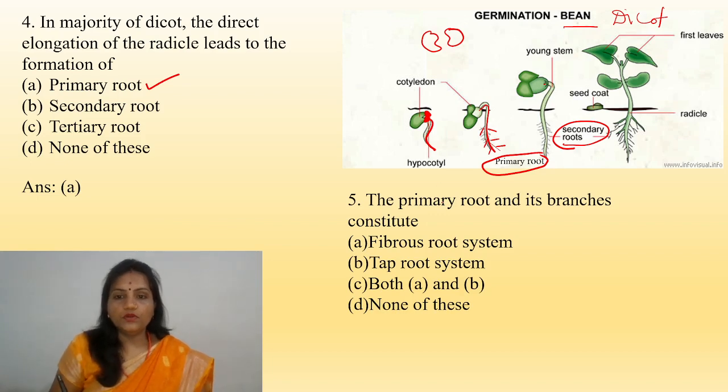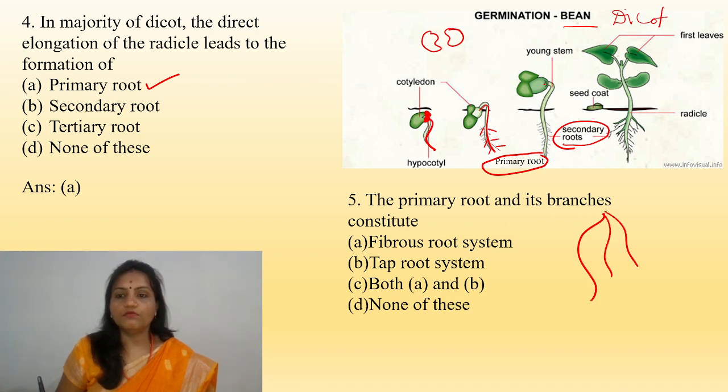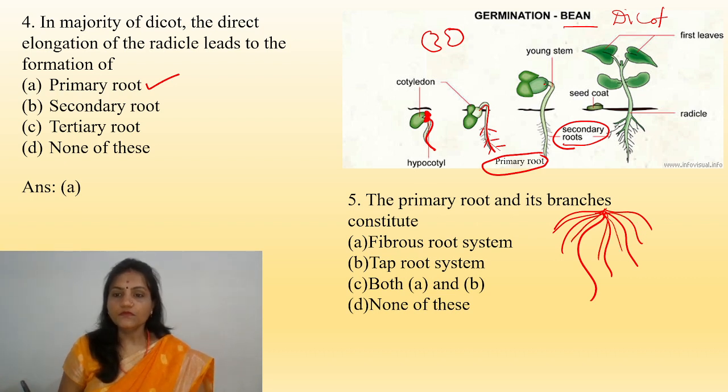So moving to the next question, that is question number 5. The primary root and its branches constitute: See, when it is a fibrous root, there is no primary root. The primary root will be short-lived and it will be replaced by the tough roots that are formed by the lowermost region of the stem. So this forms the fibrous root.